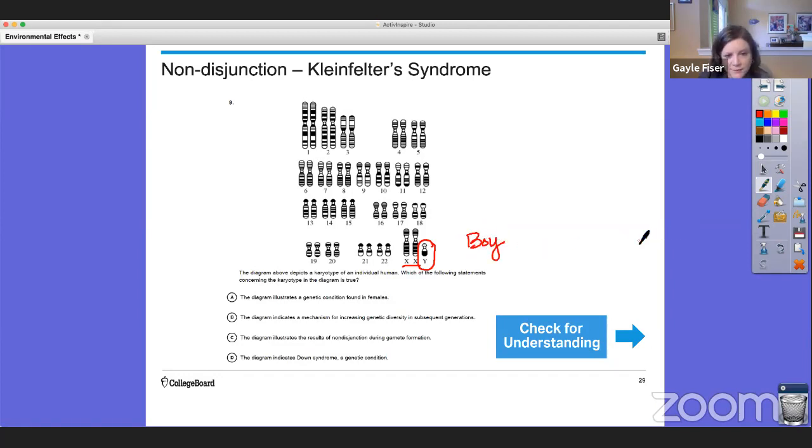The diagram above depicts a karyotype of an individual human. Which of the following statements concerning the karyotype in the diagram is true? A, the diagram illustrates a condition found in females. Is that right? Nope. The diagram indicates a mechanism for increasing genetic diversity. This is not a good mechanism for increasing genetic diversity, okay? The diagram illustrates results of non-disjunction during gamete formation. Yes, that's why it's there. And it indicates Down syndrome. No, we know that Down syndrome would have to do with 21. So C would be our answer.